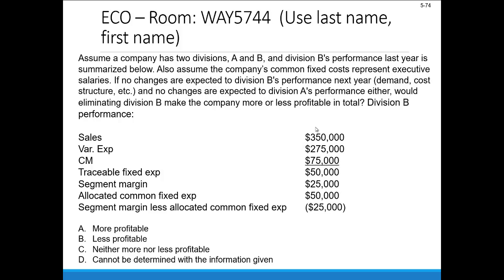We've got sales of $350,000, contribution margin of $75,000, traceable fixed expenses of $50,000, so a segment margin of $25,000. Then we've got allocated common fixed expenses, $50,000, and segment margin less those allocated common fixed expenses of negative $25,000. So pause this, think about the question there, and then come back for the solution.